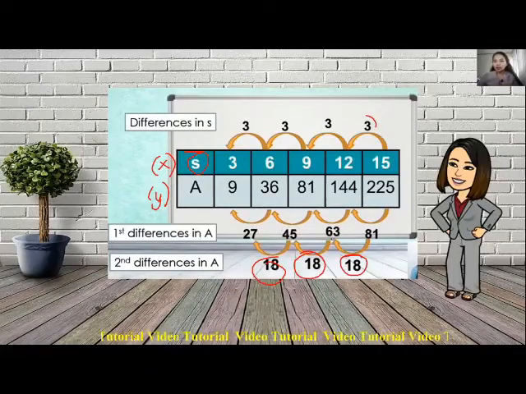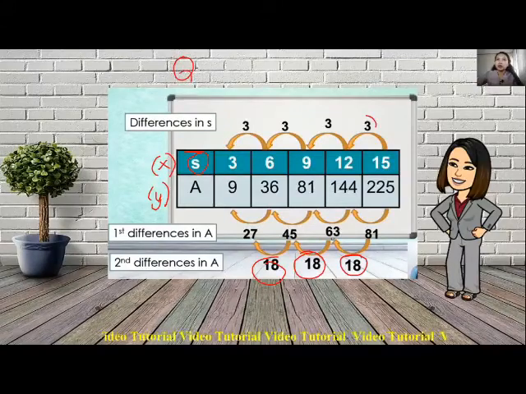So we can say that if the first differences in X are the same, and the second differences in Y are the same, therefore this represents a quadratic function.